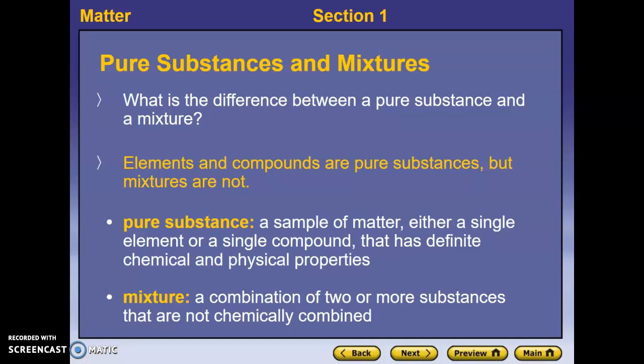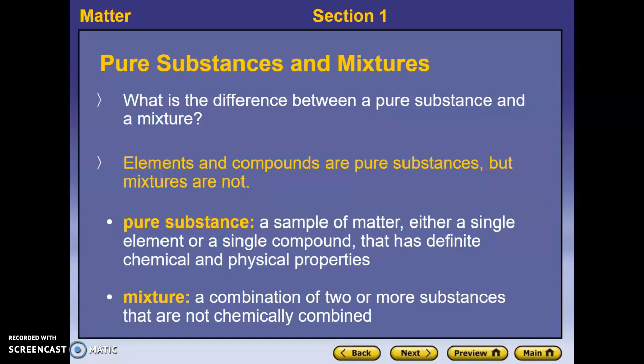Elements and compounds are the only 2 pure substances, and they are pure because they are made up of all the same little tiny particles. There's nothing different mixed into them, so they're considered pure substances. We define that as a sample of matter, either a single element or a single compound, that has definite chemical and physical properties. So what's really cool about a pure substance is that it doesn't really matter if we have a little of it or a lot of it. It has the same properties, the same density, the same melting point, and so on.